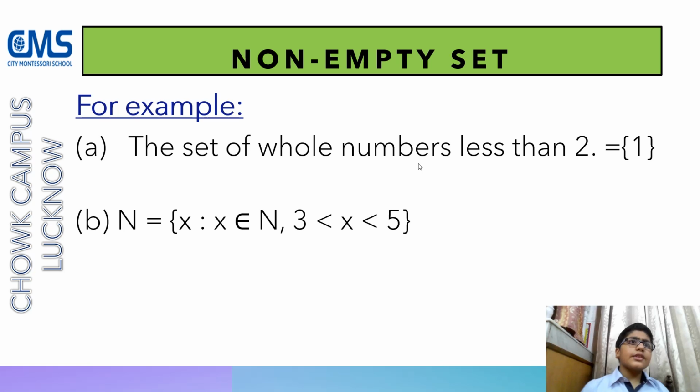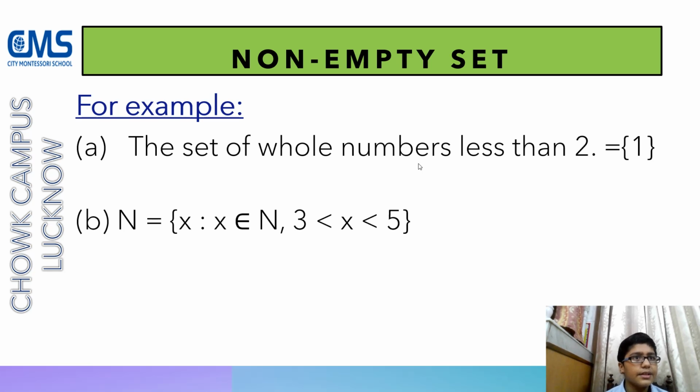Let A equals {x : x belongs to N and x to the power 2 equals 4}. Here A is a singleton set because there is only one element, 2, whose square is 4. Let B equals {x : x is an even prime number}. Here B is a singleton set because there is only one prime number which is even, that is, 2.